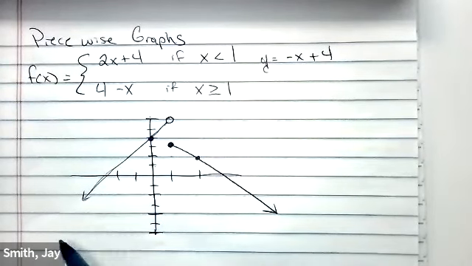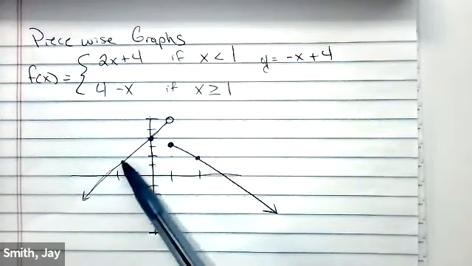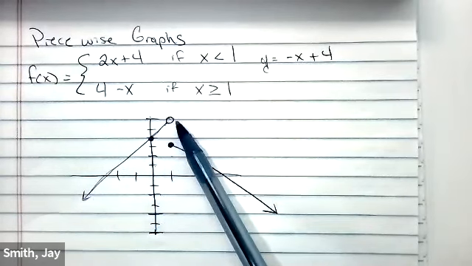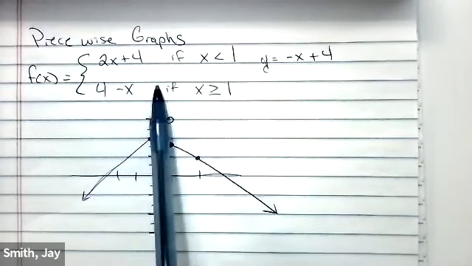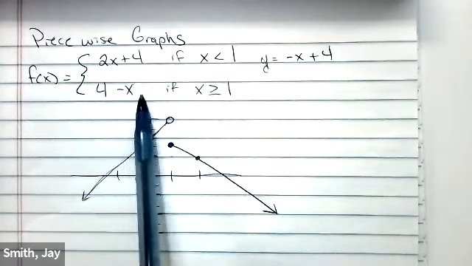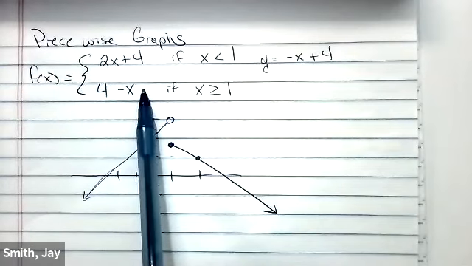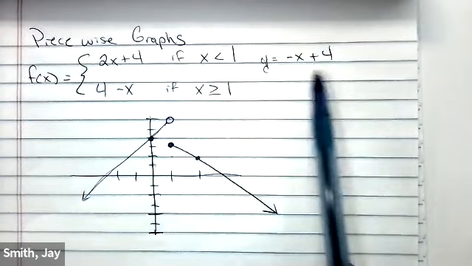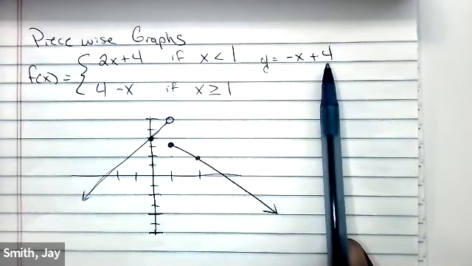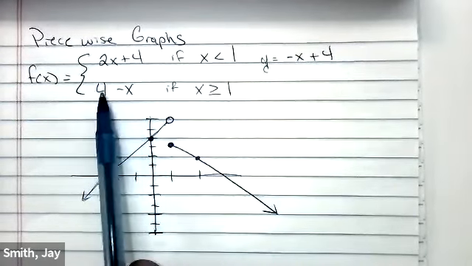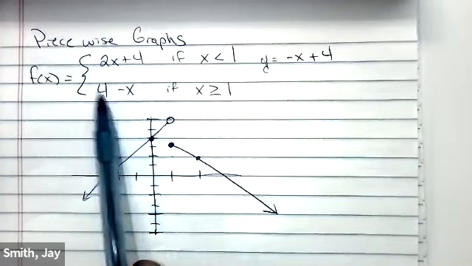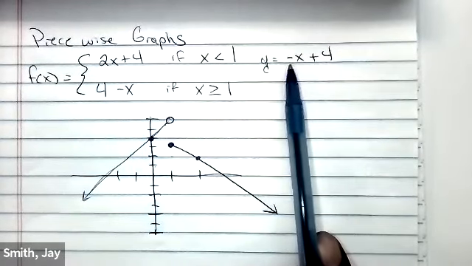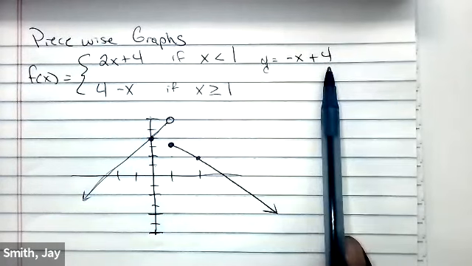So it's 2x plus 4, a line with a positive slope, all the way up to 1. Open circle at 1, because when x equals 1, it's a part of the other piece of my piecewise defined function, 4 minus x. 4 minus x can be written as y is equal to negative x plus 4, just changing the order in which these are presented. So there's the slope-intercept form, where my slope is negative 1 over 1, and my y-intercept is positive 4.